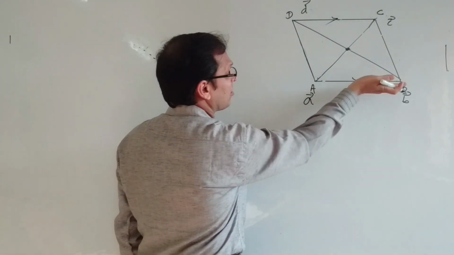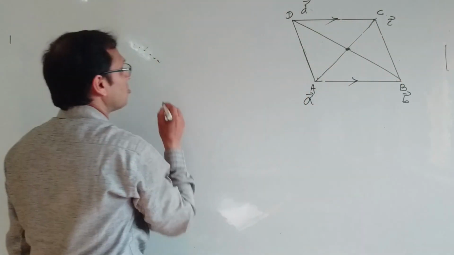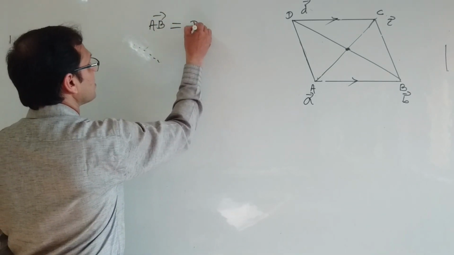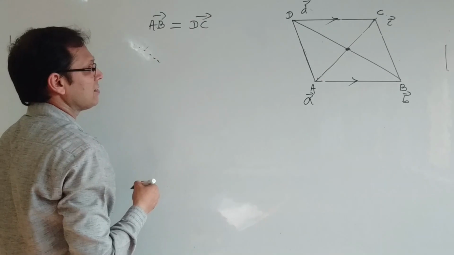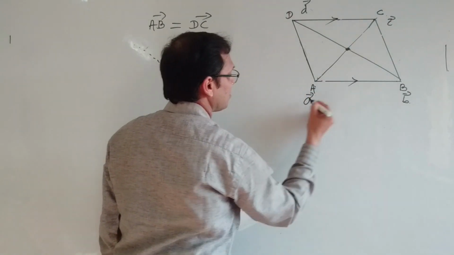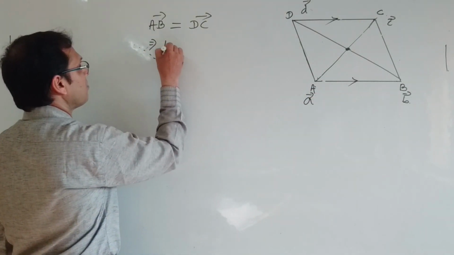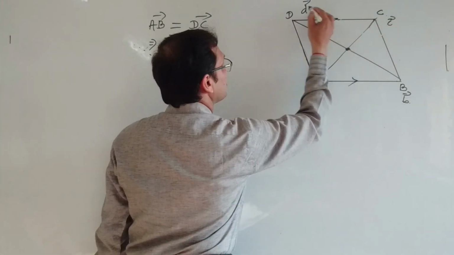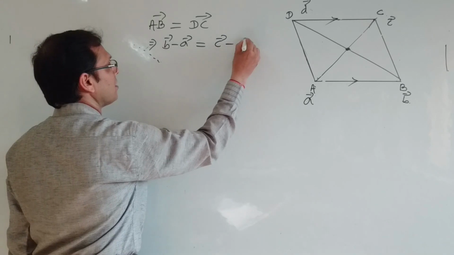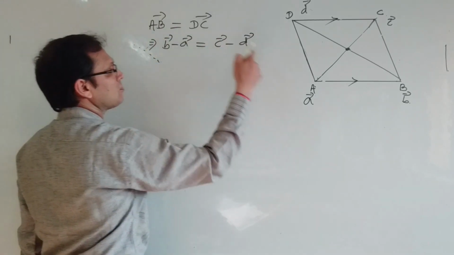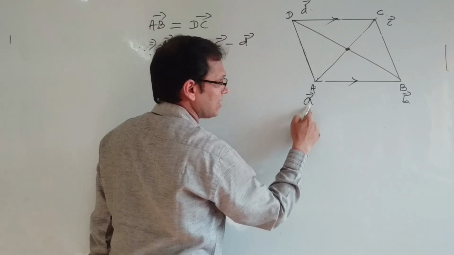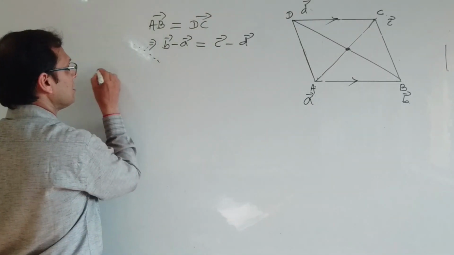If you take the direction of AB the same as the direction of DC, and we also know that the opposite sides are equal, then AB vector is equal to DC vector. So AB vector means what? B minus A vector is equal to C minus D vector. Why? Since AB vector means the position vector of B minus the position vector of A. So B minus A is equal to C minus D.